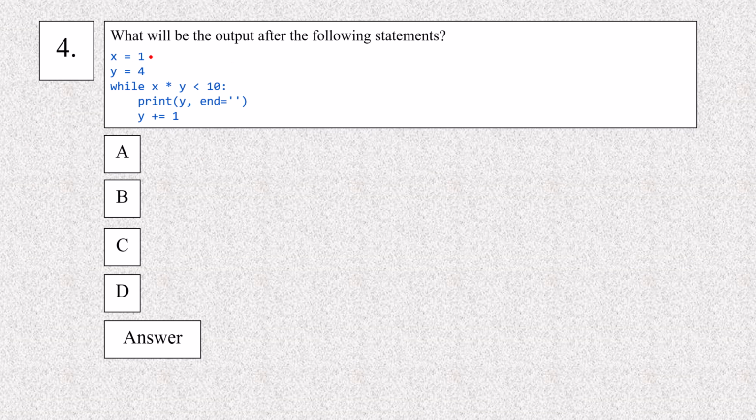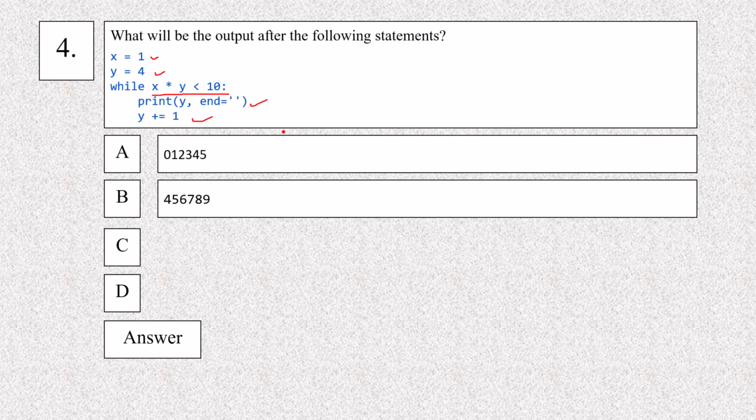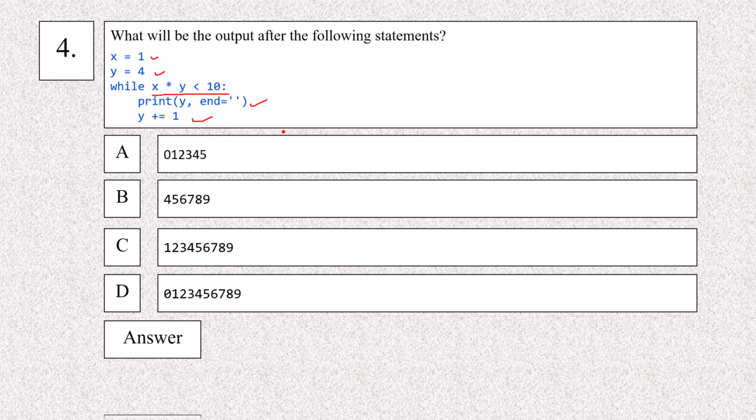In this question you can see that we have a variable x equal to 1, y equal to 4, and here we are checking that x multiplied by y is less than 10. So the value of x is 1 and y is 4, so 1 into 4 is less than 10, and if this condition is true it will print y, and this time we are incrementing the value of y by 1. So let's see the options. Option A, B, C, and D. The correct answer will be option B, this one.